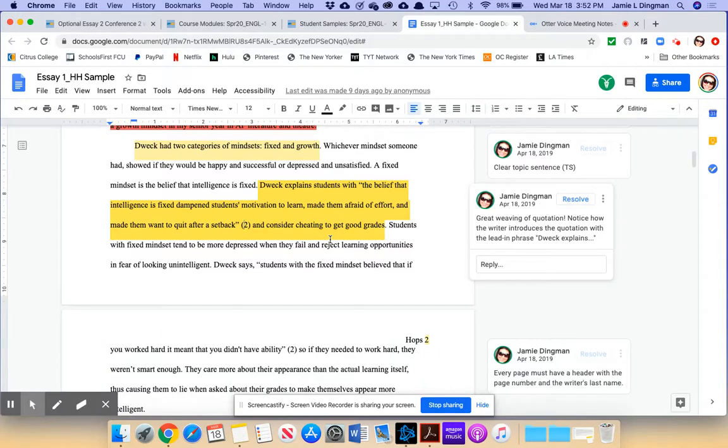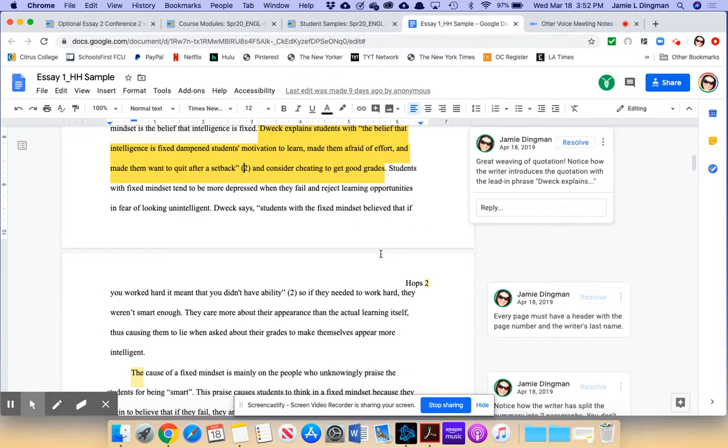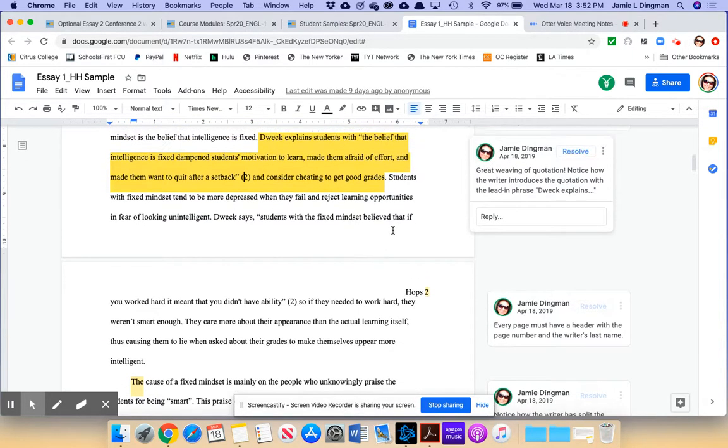Okay, so she sets up that quote nicely. I like the way she did it. Introducing the quote, she weaves the language in with her own language, ends the quote, gives us the page number, doing that properly. And you should use at least 2 quotes in your paper.